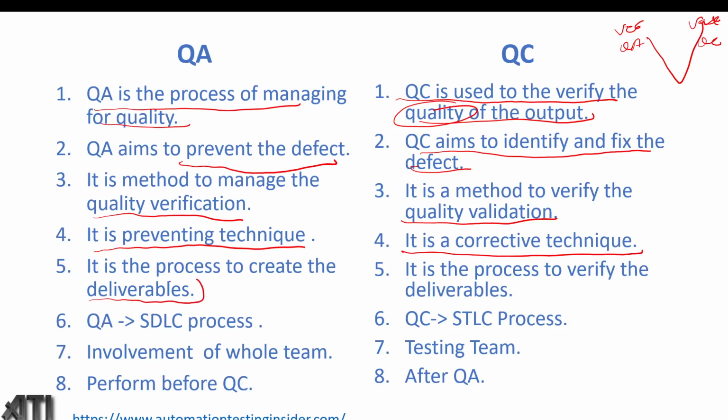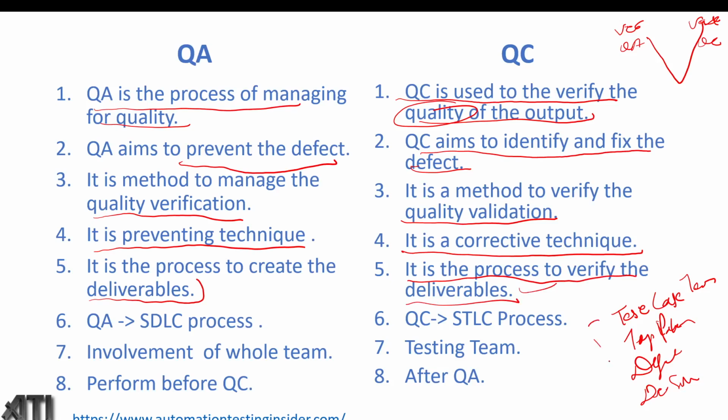It is the process to create the deliverables, meaning QA guys will help us prepare all the templates I discussed earlier, like the test case summary template, test case document, test case template, test plan, defect report, and defect summary report. All these documents are prepared by QA guys. So it prepares the deliverables. QC is the process to verify the deliverables. We prepare all these documents and verify whether they are working correctly or not. I mean, when we write the test cases, we verify all those deliverables.